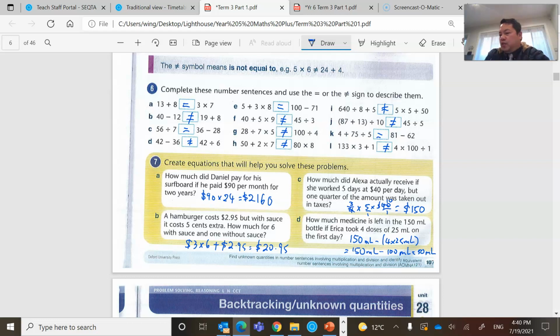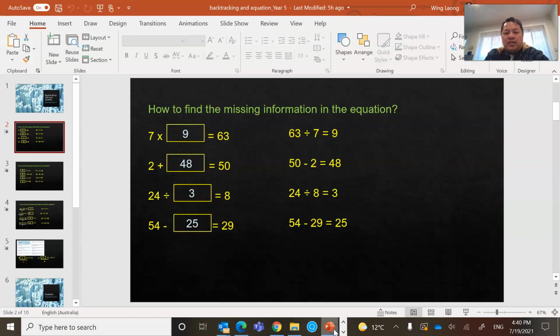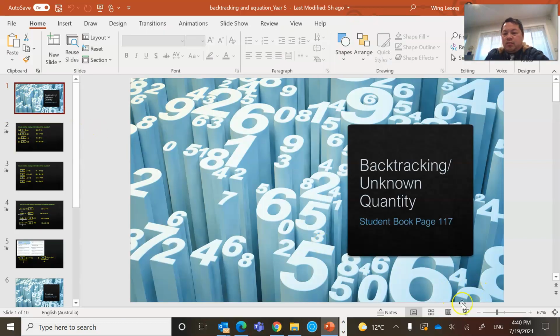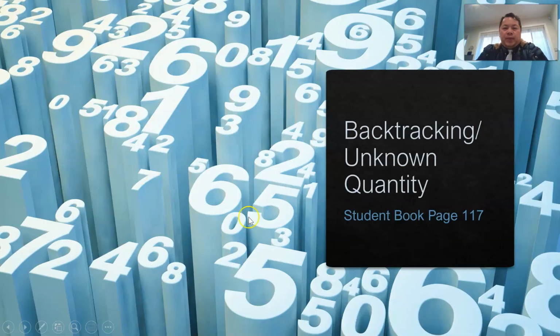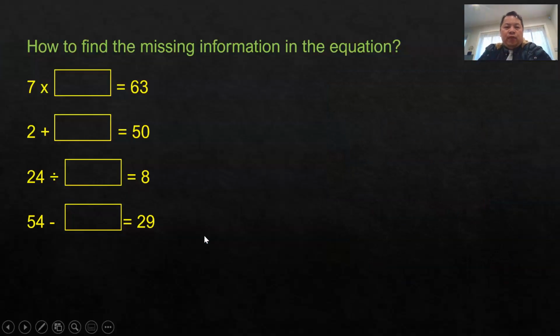Okay, moving on to page 117 for our lessons today. So let's go. Backtracking for unknown quantities. This topic is something that we have done before, but it's always good for us to review again. For example, when you're given an equation or several equations like what you see on the PowerPoint slide here, how do you go about finding out the missing value in these boxes?